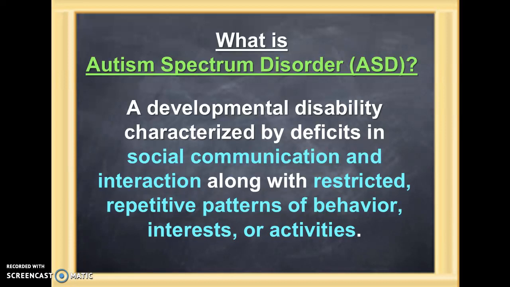What is Autism Spectrum Disorder? Autism spectrum disorder is a developmental disability characterized by deficits in social communication and interaction, along with restricted, repetitive patterns of behavior, interest, or activities.